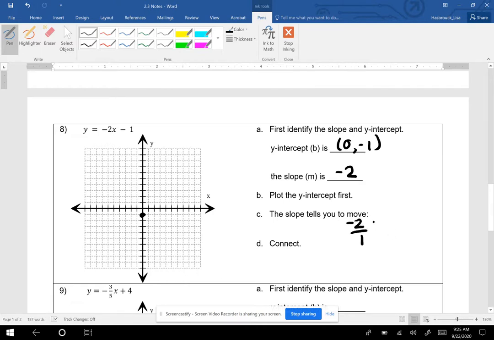But negative 2 means instead of rising, I'm going to fall. So I'm going to go down 2, but I'm still going to go to the right 1. So from the y-intercept, I go down 2, right 1, and plot a point. Down 2, right 1, plot a point. Down 2, right 1, and continue that pattern. You can also go the opposite direction from the y-intercept. You can go up 2 and back 1. Then don't forget to connect these points with a straight line and arrows on either end.